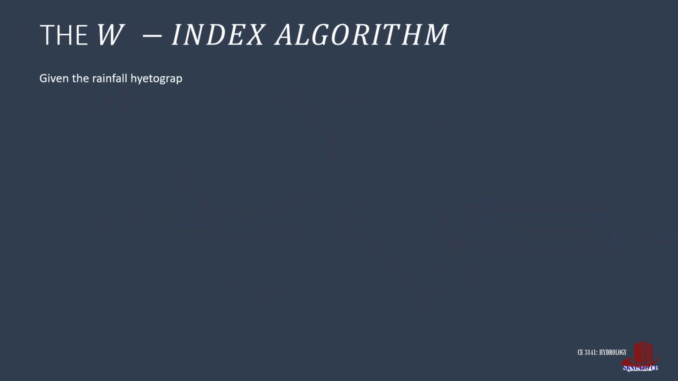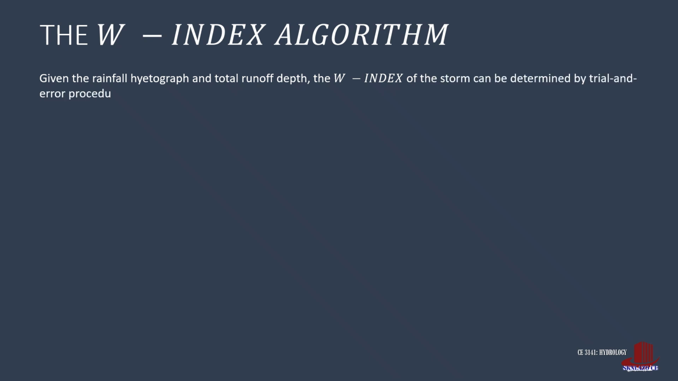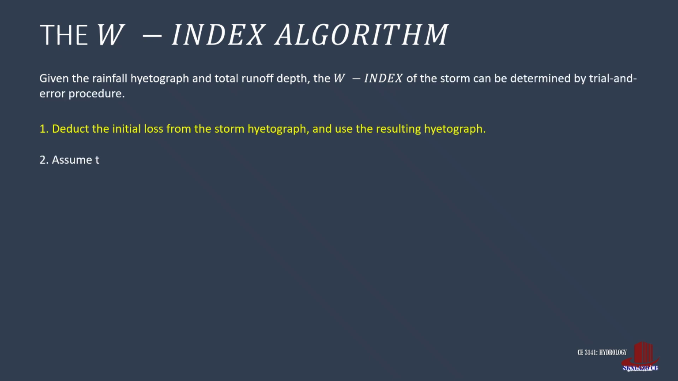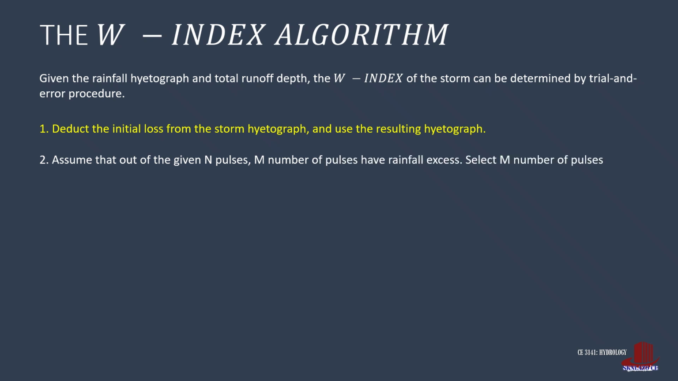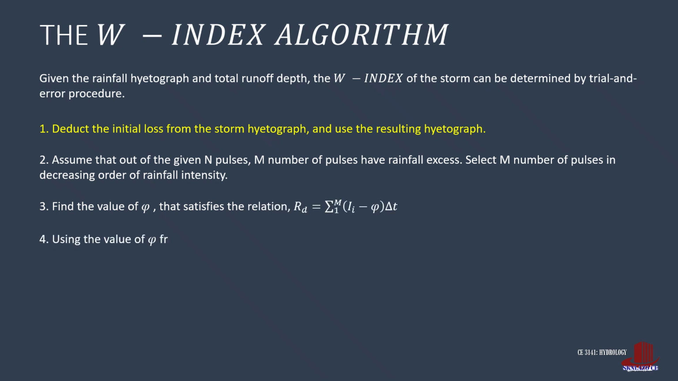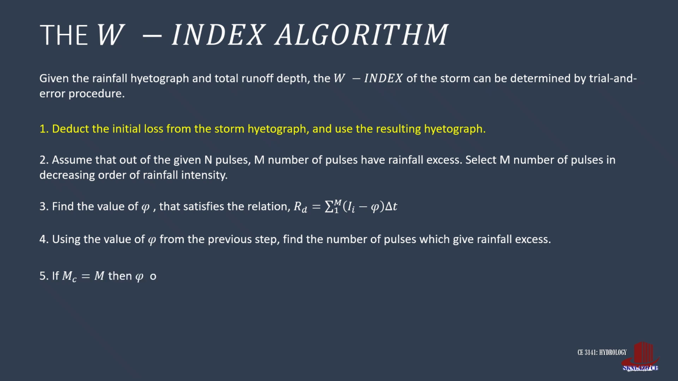Just like the phi index, there are possibly multiple iterations when looking for the W index, as the procedure is also by trial and error. Every step from the phi index is also observed for the W index, with just an additional step of incorporating the initial loss in the equation.